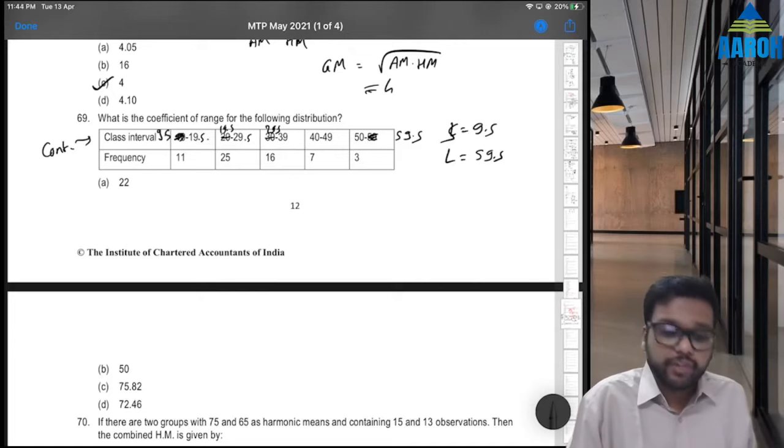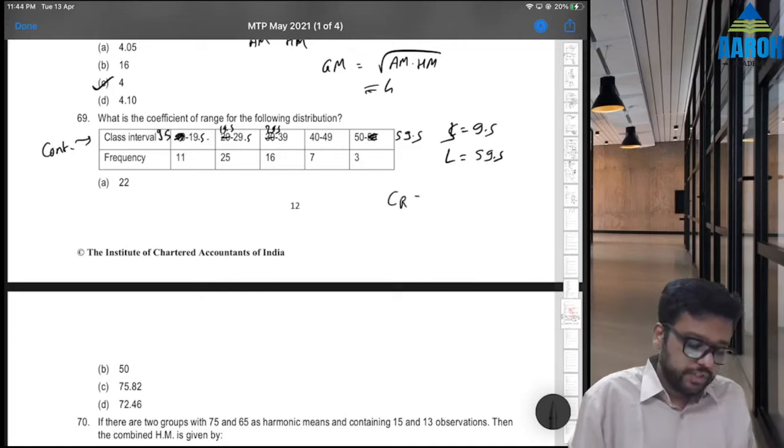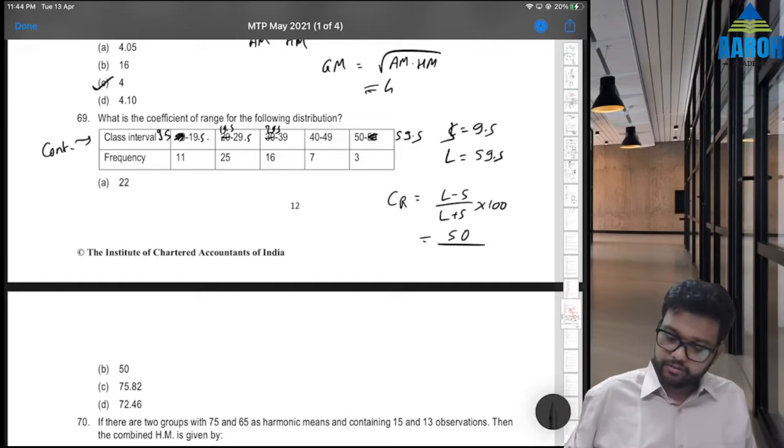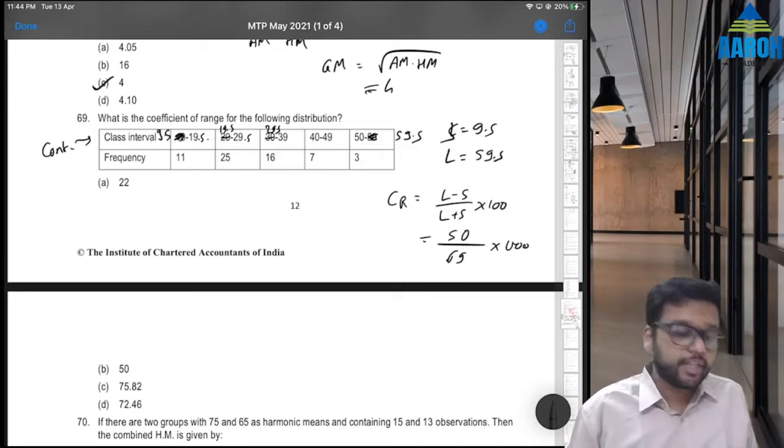In fact, we can directly use the formula for coefficient of range. Coefficient of range is L minus S upon L plus S into 100. So 59.5 minus 9.5 is 50, divided by 69, into 100. How much is that? 72.46 something. Option D.